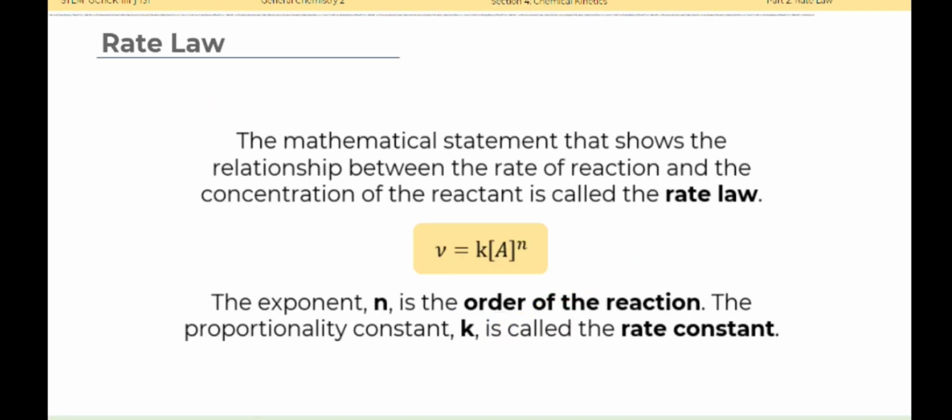The mathematical statement that shows the relationship between the rate of reaction and the concentration of the reactant is called the rate law. Rate equals k times molar concentration of A raised to the exponent n. The exponent n is the order of the reaction. The proportionality constant k is called the rate constant.